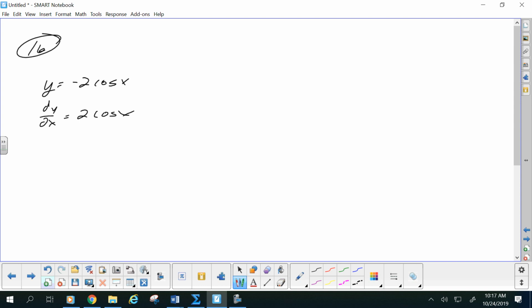So the first derivative is positive 2 sine of x, right? So the second derivative is 2 cosine of x.